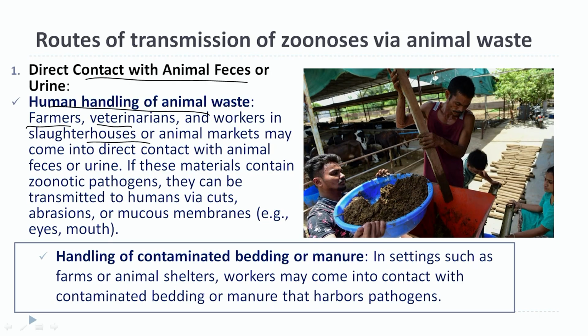If this material contains a pathogenic agent, it is transferred to the handler via abrasions of the skin or the mucous membrane of the eye and mouth. Direct transmission of these agents also occurs to workers who handle animal bedding that is contaminated by different zoonotic agents.